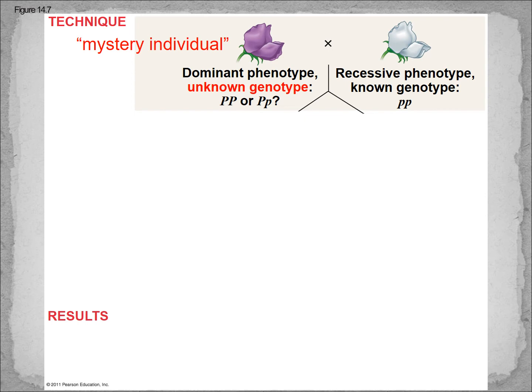Now, here we have the purple flower. It's the mystery individual. And remember, that individual can be uppercase P, uppercase P, or uppercase P, lowercase p, which represents the homozygous dominant or the heterozygote. And then you want to cross it with a known genotype. In this case, we know the genotype of an individual that is expressing the recessive phenotype. So that would be the white flowers. You pick up a white flower, you know what that genotype is. You know that individual has two chromosomes which have the recessive allele on each one.